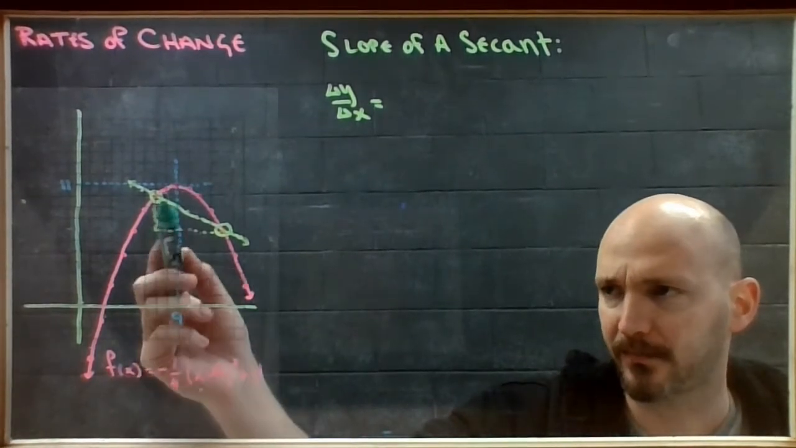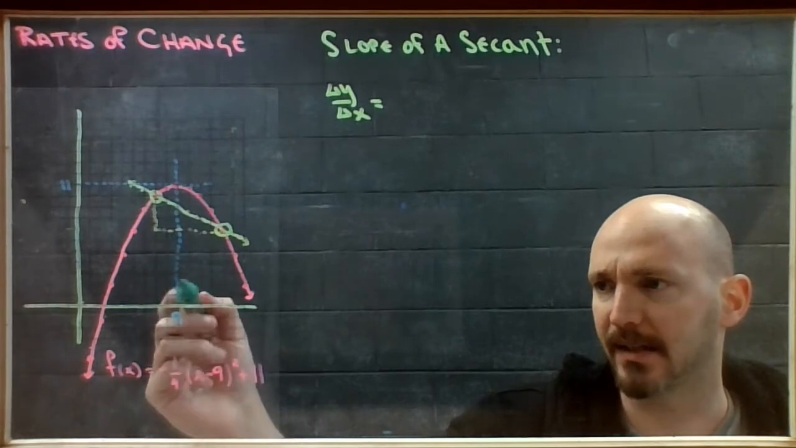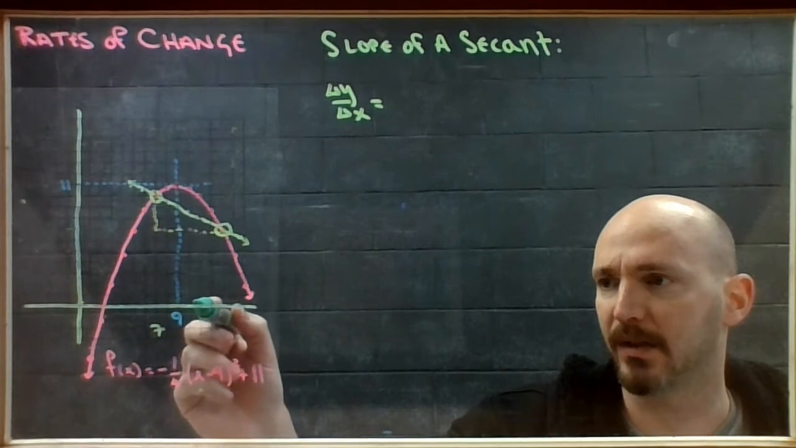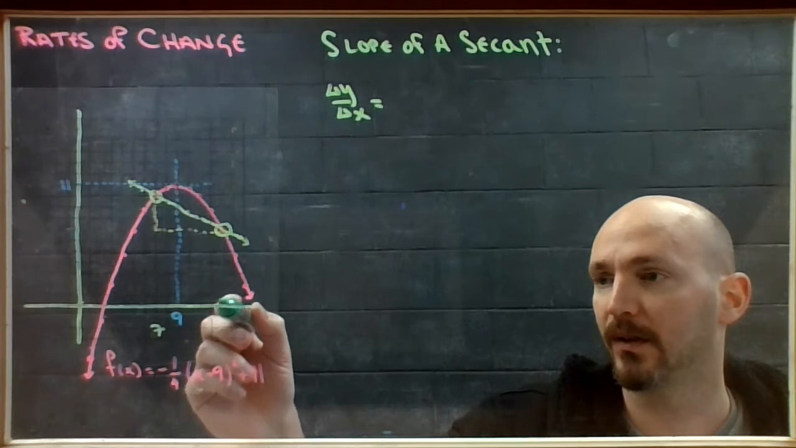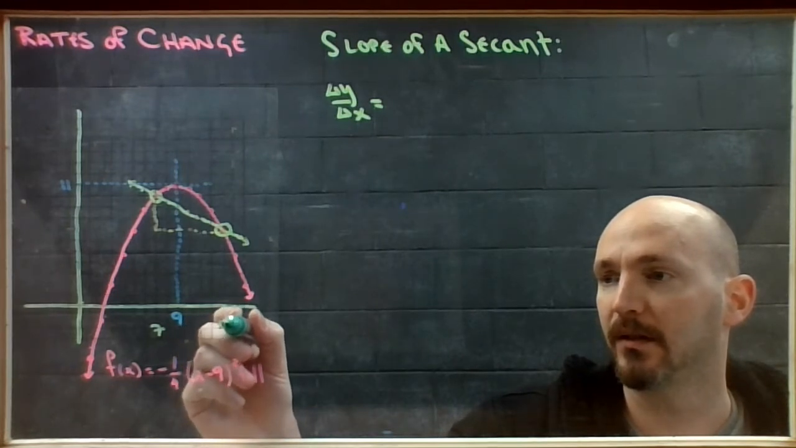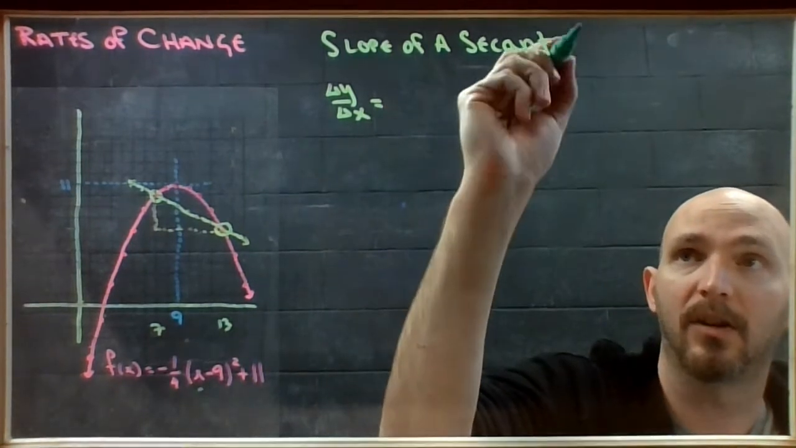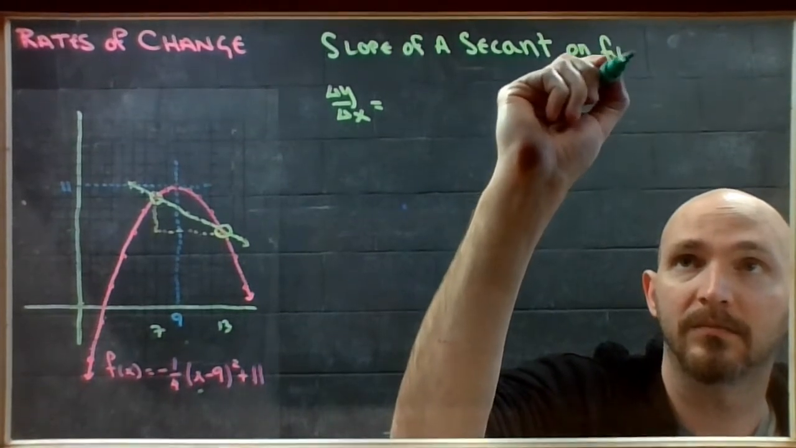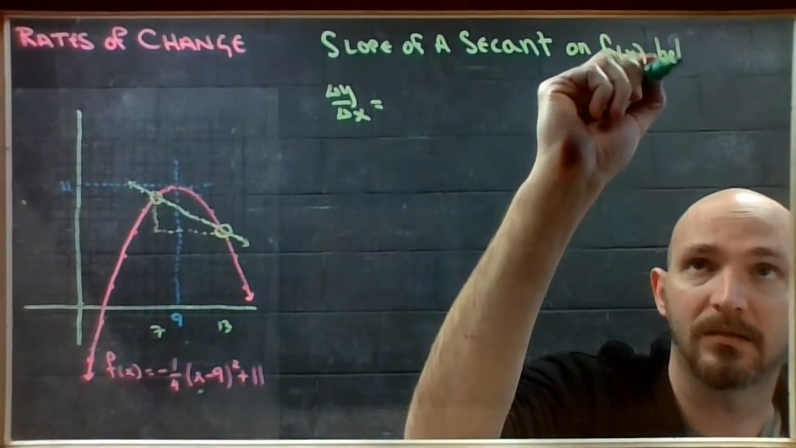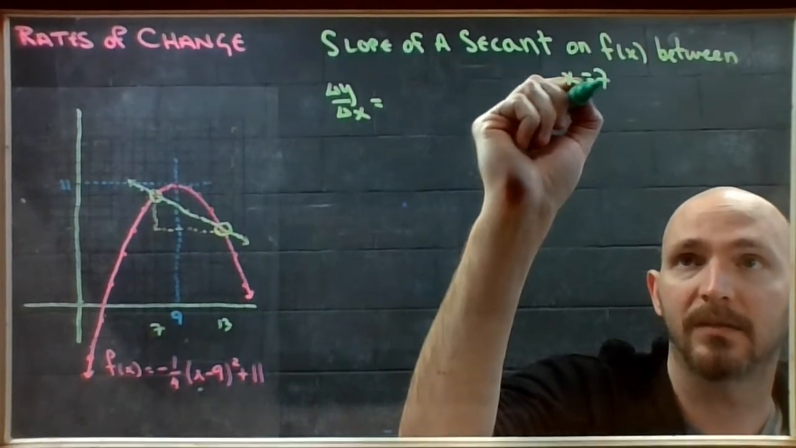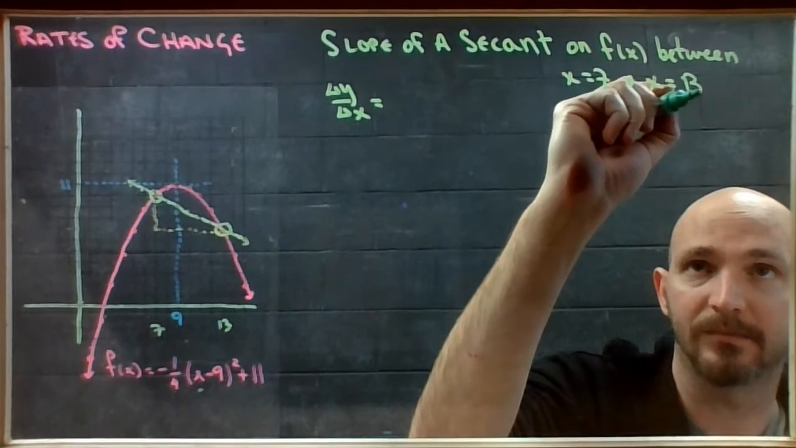So this particular place is when x is 7, and this particular place is when x is 13. So I'm going to be determining the slope of a secant on f of x between x equals 7 and x equals 13. Okay.